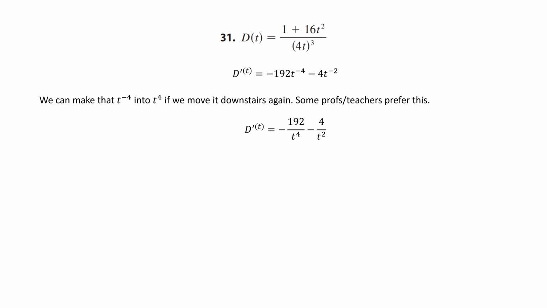Now, the only thing which you might want to do, depending on how strict your professor is, is they might want you to get rid of the negative exponents by moving it back downstairs. You basically can just make the negative power into a positive power as you move it downstairs, because anytime you flip it from top to bottom, you're always negating the power. And so we can also look at this exact same thing as negative 192 over t to the 4 minus 4 over t squared. It just depends what your prof likes. For me, I think the one up top is perfectly fine, but if your prof is really a stickler, he might want it to look the way it does down below.